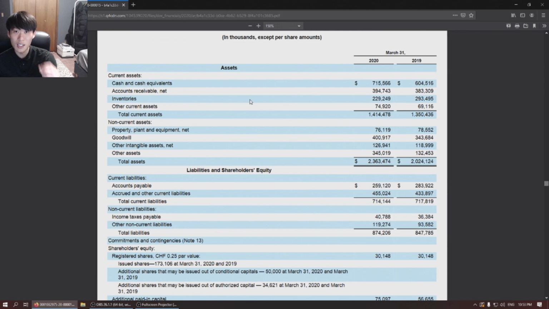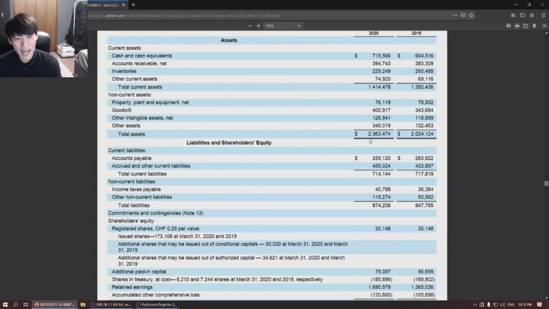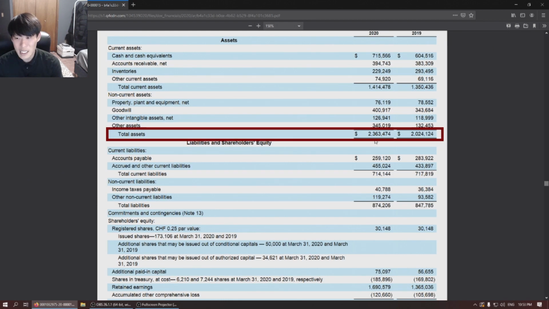Current assets are things that can be turned into cash within the next 12 months. Non-current assets are things that can be turned into cash, but are not because they are being used for the long term. And when I say long term, I'm talking about the next 5-10 years for the company's operations. And so we have a total number of assets in 2020 sitting at $2.3 billion.